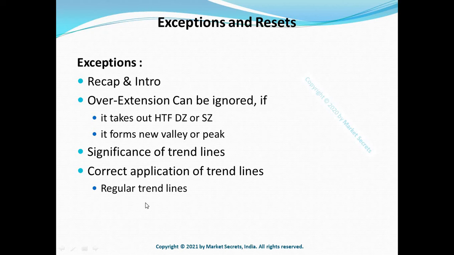A regular trend line is applied when price is in a state of normalcy. That is, price clearly printing obvious valleys and peaks. That is, a regular uptrend line should be drawn between the penultimate valley and the last valley. Likewise, a regular downtrend line should be drawn between the penultimate peak and the last peak. So that's how you should use the regular trend line.